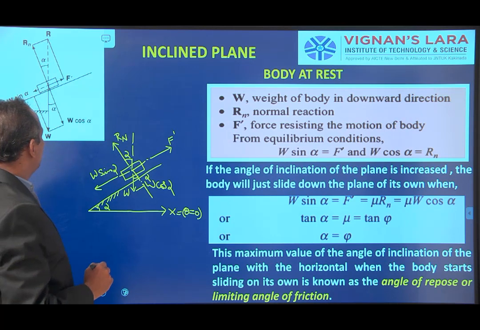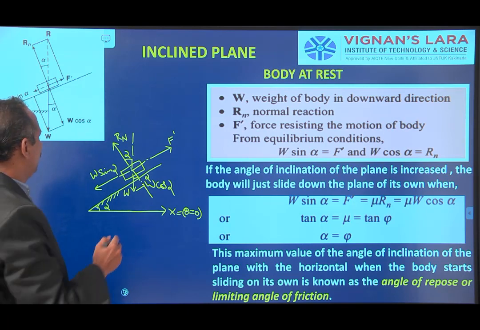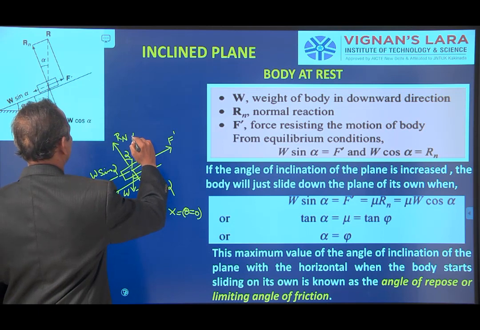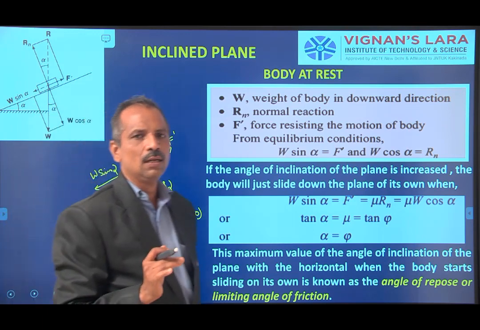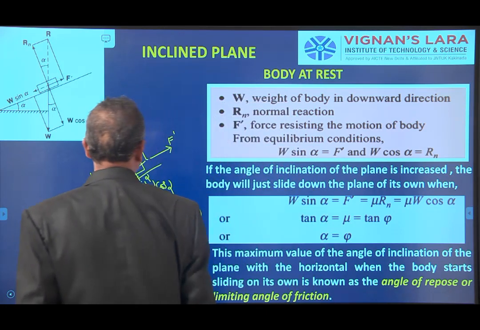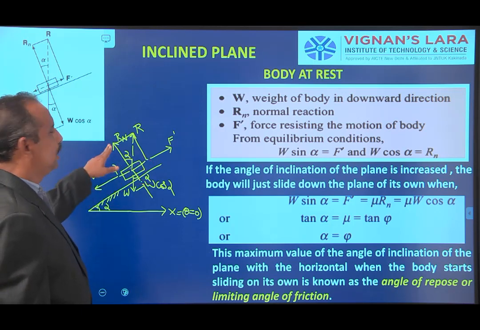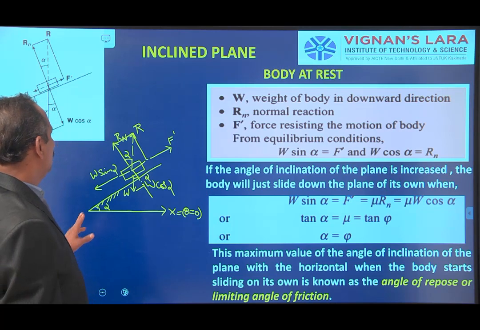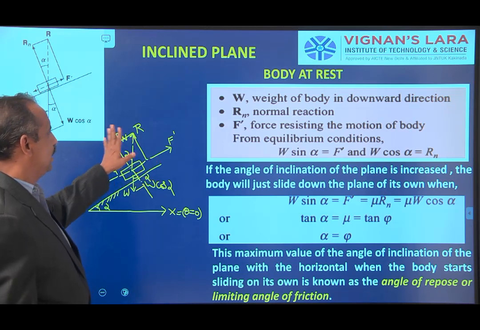At the same time, I would like to convert the frictional force and the normal reaction into a single entity, a resultant, which is R. So I have converted the frictional force as well as the normal reaction into a single entity R. You can see here that the forces acting on the body are the self weight, and the frictional force and the normal force, whose resultant I have written as R.